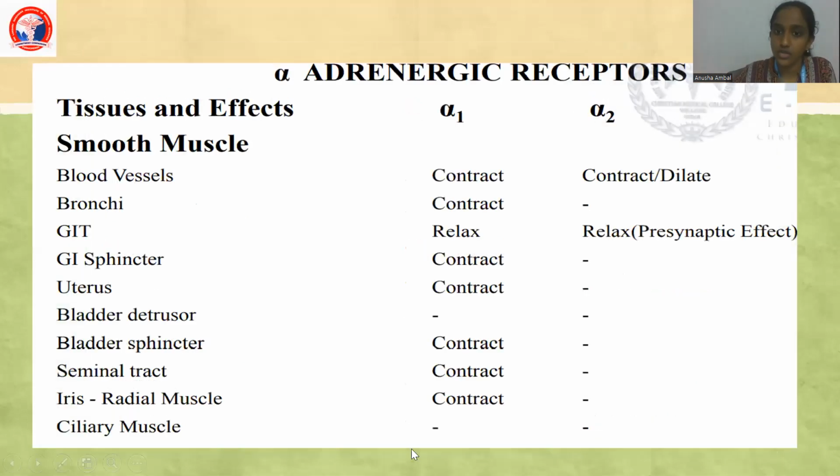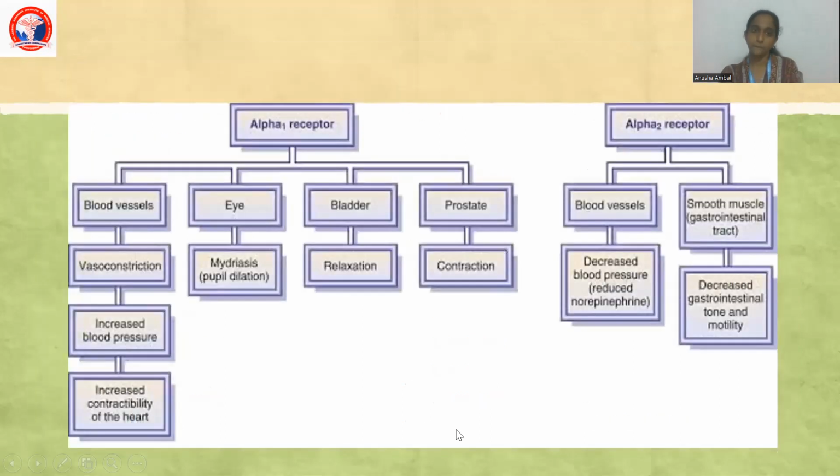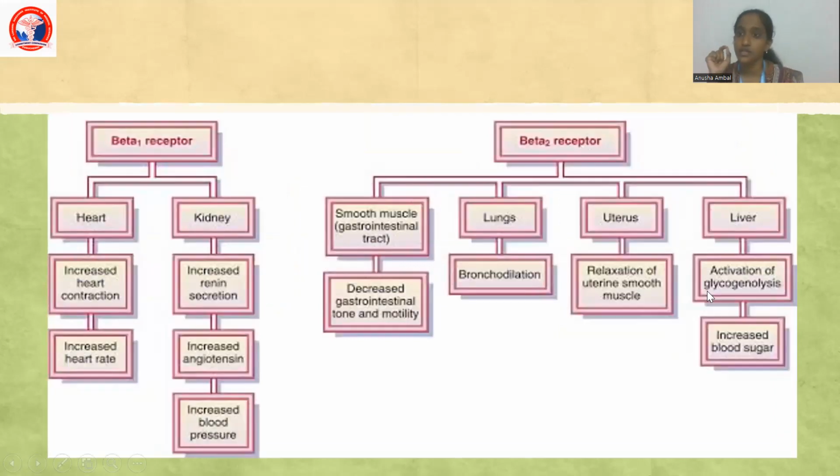And alpha 1 only will have many actions because it innervates the smooth muscles. So there will be bronchoconstriction, vasoconstriction, GIT, there will be relaxation. But the sphincter will contract. Muscles will relax, but the sphincter contracts, the uterus will contract, the bladder sphincter contracts. So all these are actions of alpha 1. So alpha 1: blood vessel constriction, eyes mydriasis, bladder relaxation. For alpha 2, blood vessels will dilate, BP will fall, and in smooth muscles, similarly, there will be a decreased tone and motility. So GI action will be the same for alpha 1 and alpha 2.